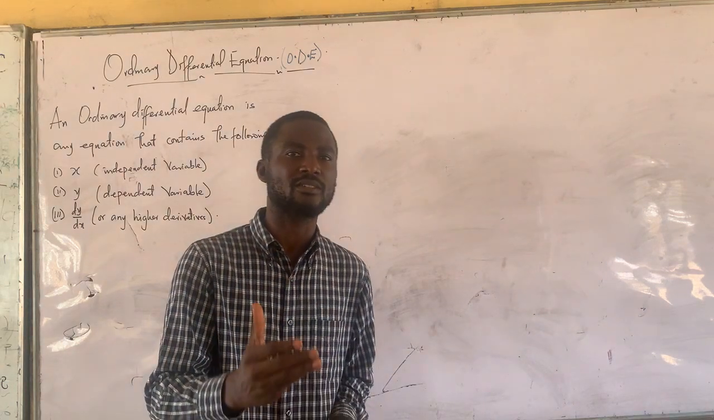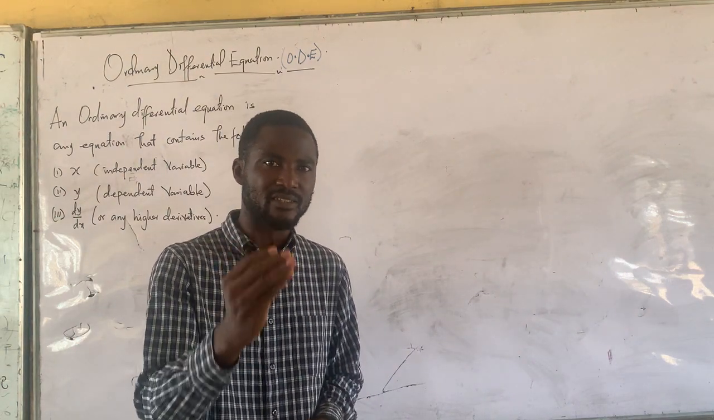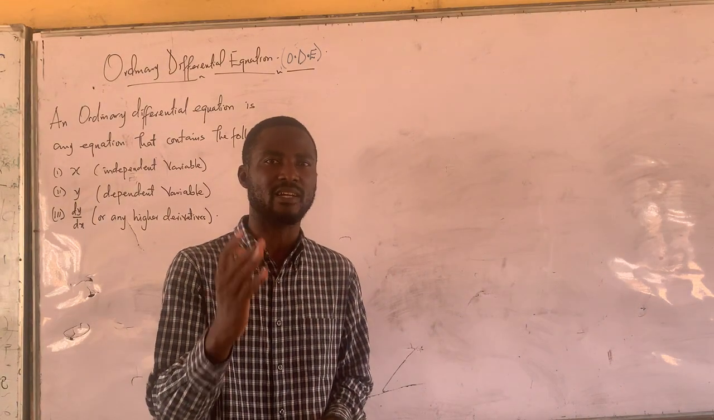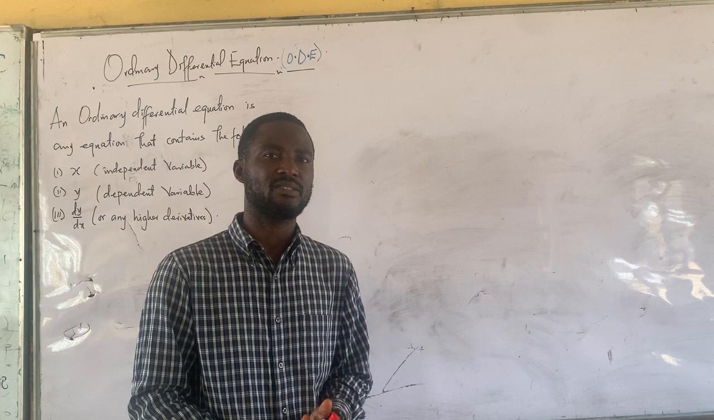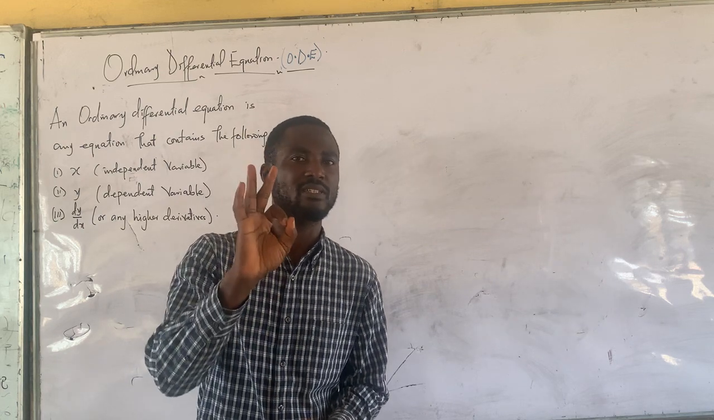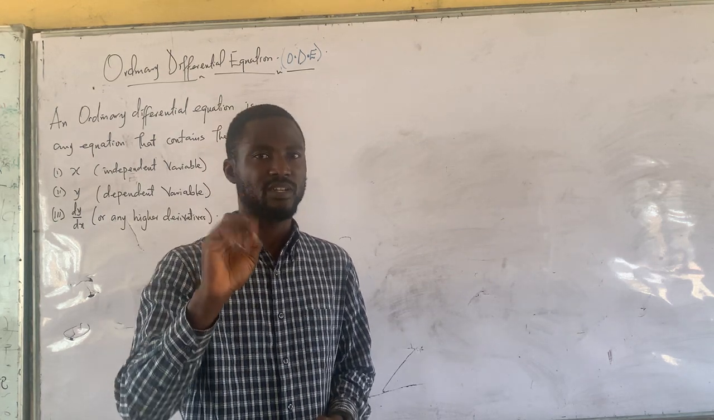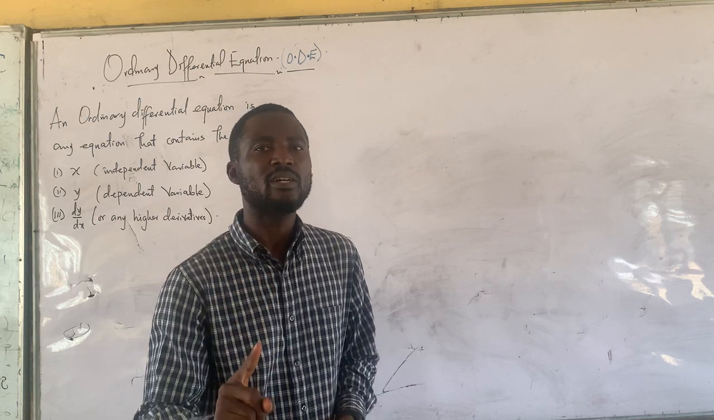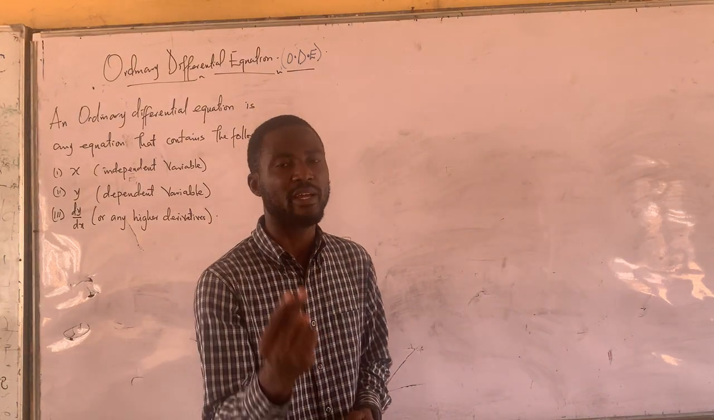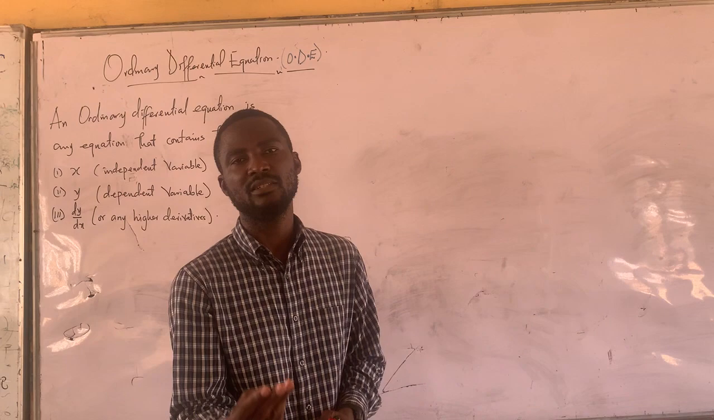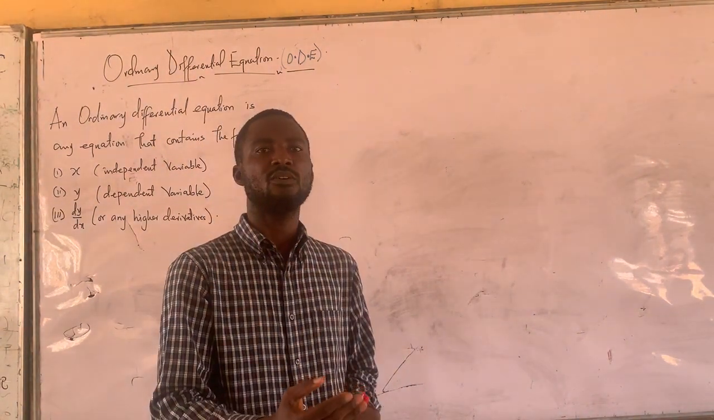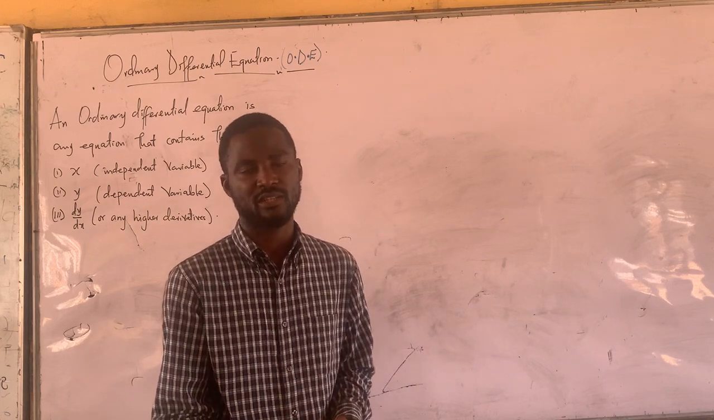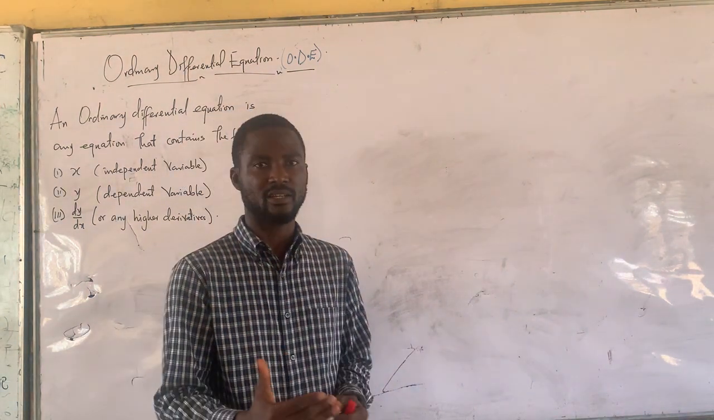It is an equation that contains three vital things you must observe when you're talking about an ODE. The very first thing is, you must find that it contains an independent variable, that's number one. Two, it must contain a dependent variable. And three, it must contain their derivative. That means the derivative of y with respect to x, in a case where you are using x and y.